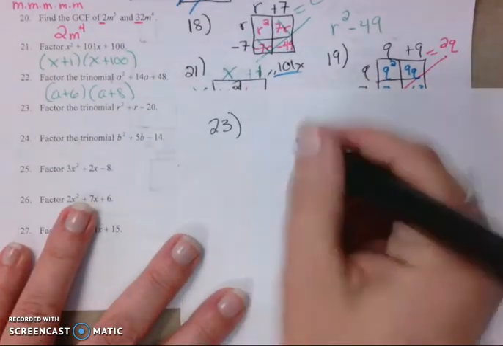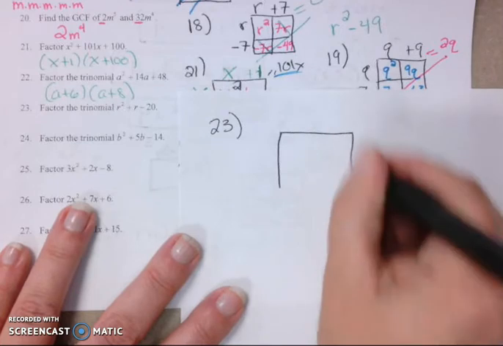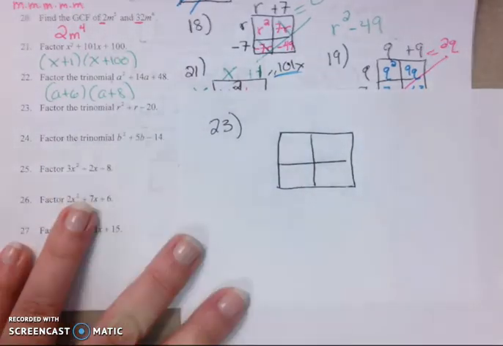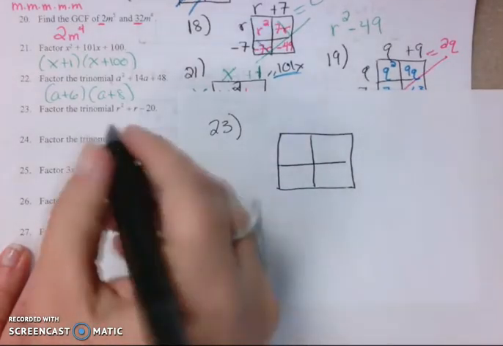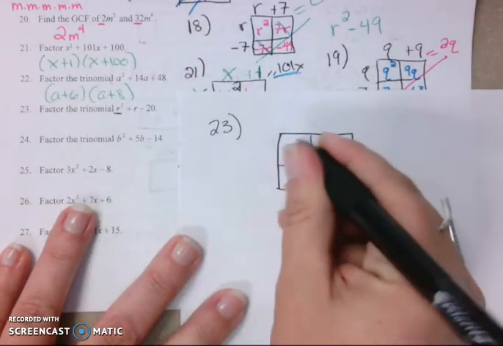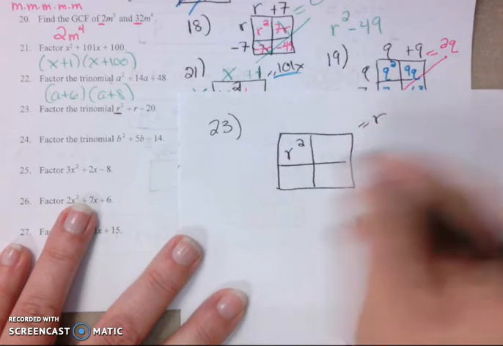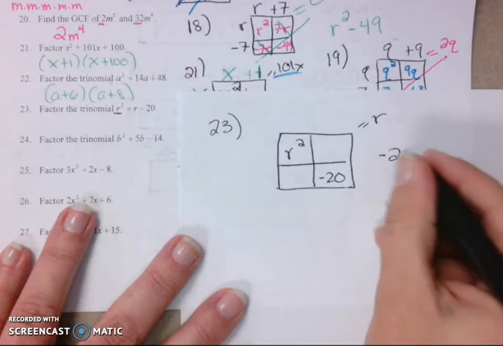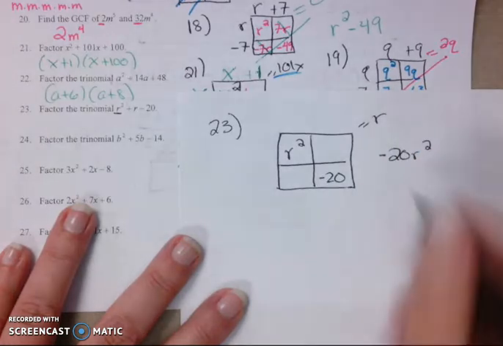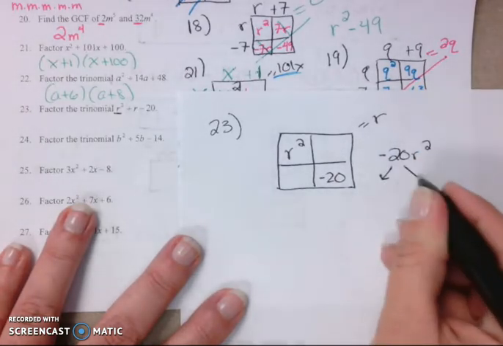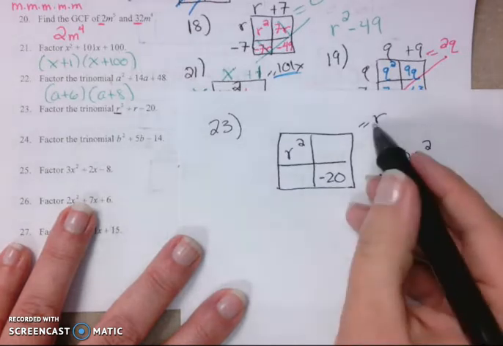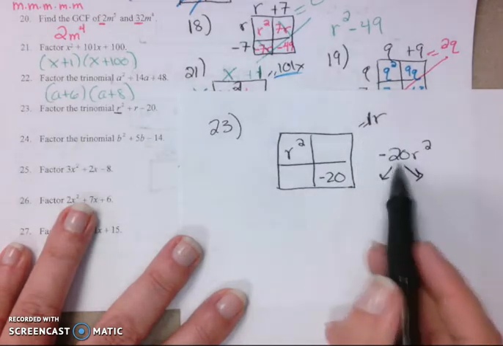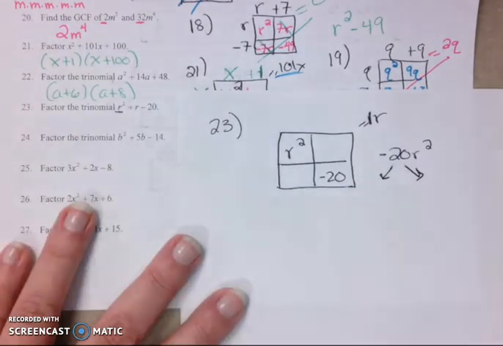Alright, I ran out of space on my study guide, so I got out a scratch piece of paper, and I'm setting up number 23. The first one goes in the first box, then off on the corner, last one in the last box. Multiply these together: negative 20r squared. Okay, factors that multiply to negative 20 and add to 1. This is a negative, so that means one's negative and one's positive.